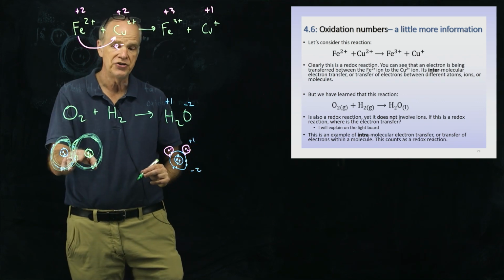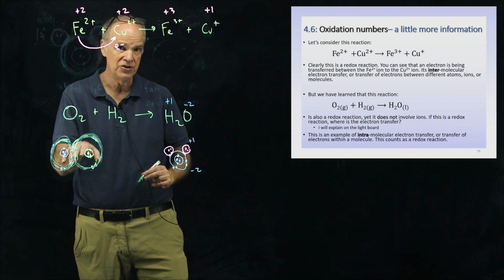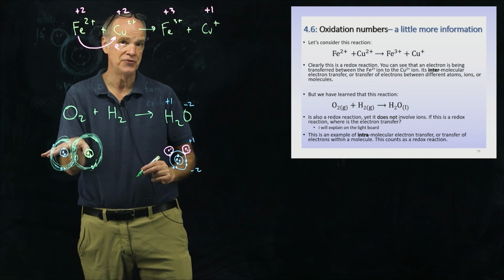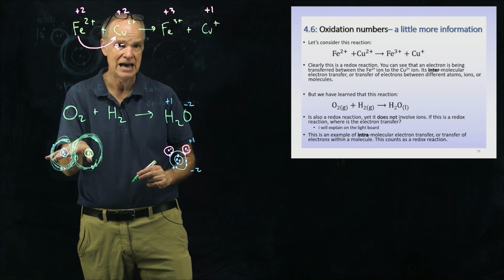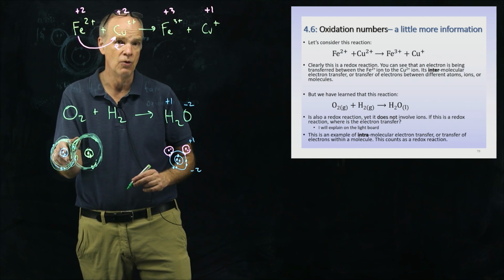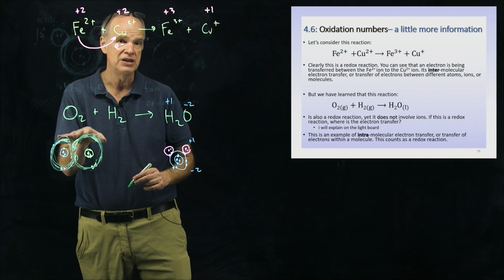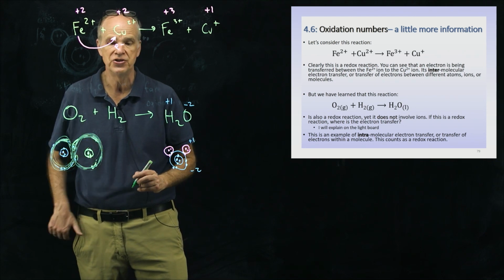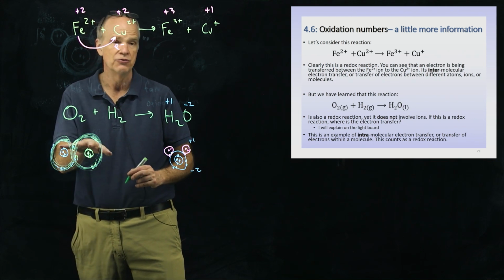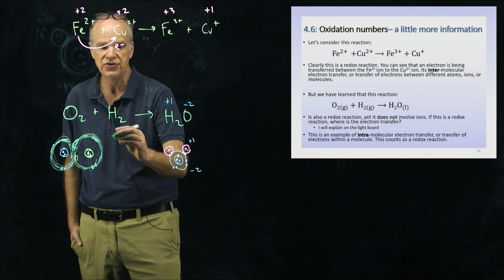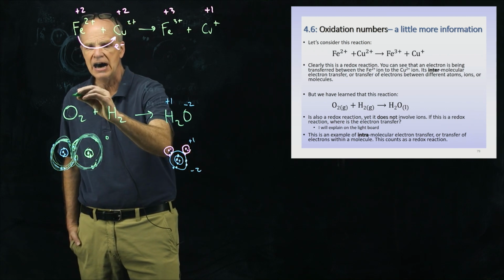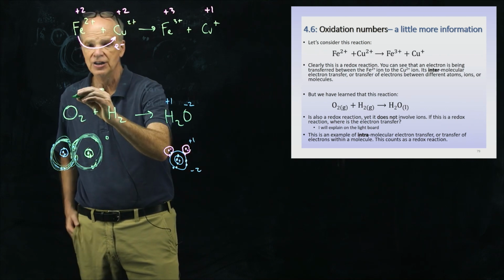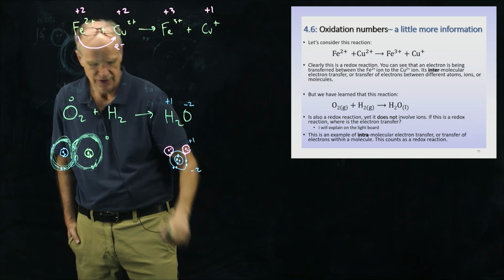And so what you can see is that these pairs here, they're not transferred over to one particular oxygen atom. It's not that one particular oxygen atom is going to want them more than the other. They're equally shared. If they're equally shared, that forces the oxidation numbers for the oxygen atoms here to be 0. And so molecular oxygen has an oxidation number of 0.